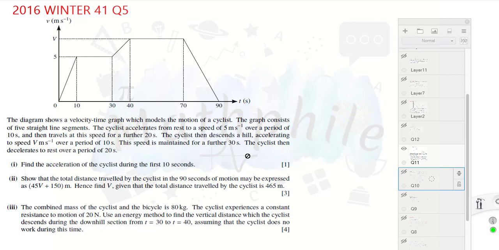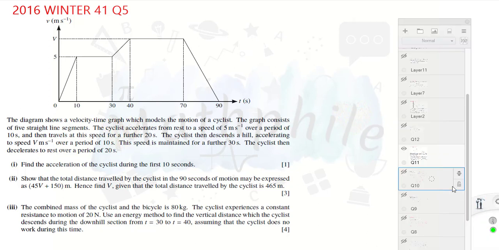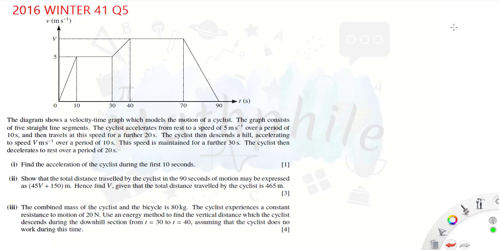2016 winter paper 4-1 question 5. This was the one where part II had the work, energy and power. That question wasn't so difficult. So let's solve the first two parts so that we just forget about the work, energy and power aspect. When we get there, we'll solve it. That is the last thing you're going to do under mechanics.